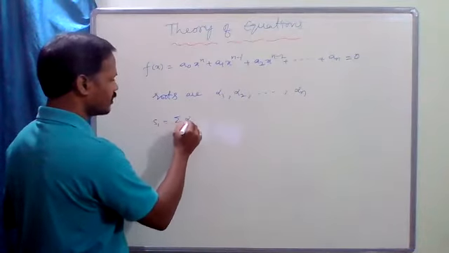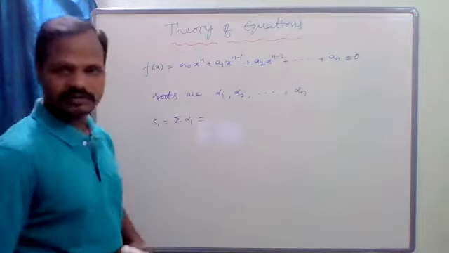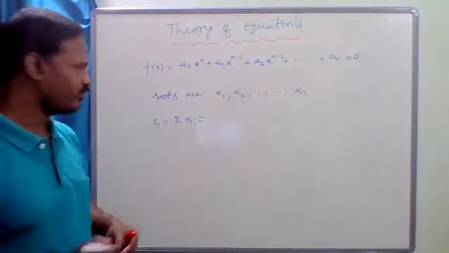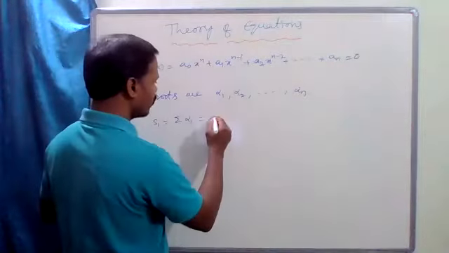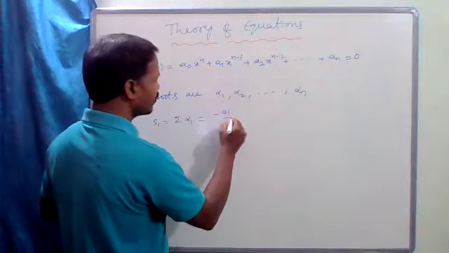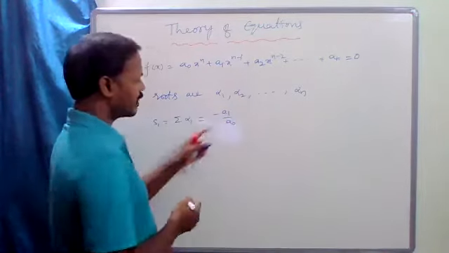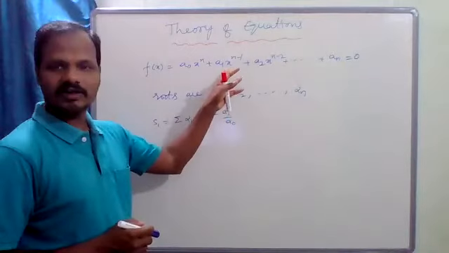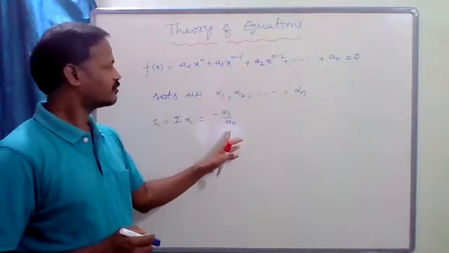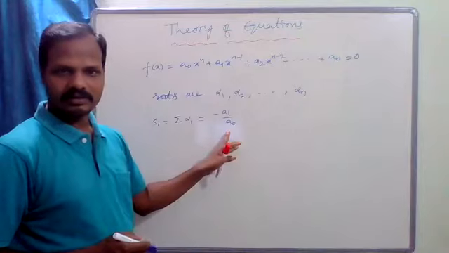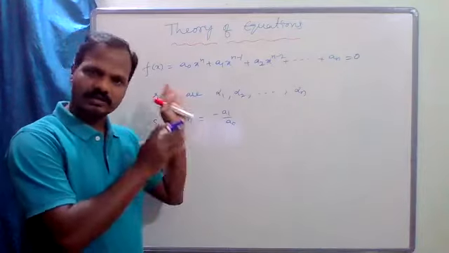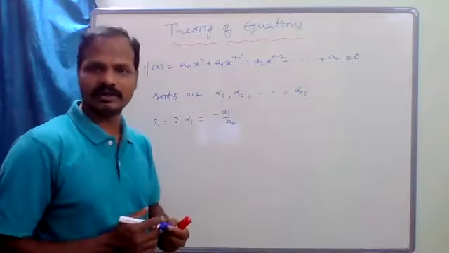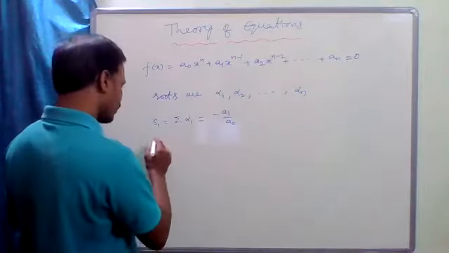Then S1, which is the sum of the roots, alpha 1 plus alpha 2 plus so on alpha n, is equal to minus a1 by a naught. That is minus coefficient of x power n minus 1 by coefficient of x power n. We discussed this in previous classes, in quadratic expressions.